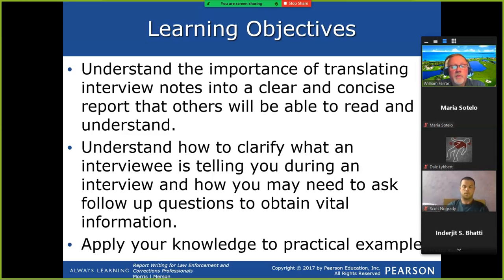They typically print everything. And we want to understand how to clarify what an interviewee is telling you during an interview. Don't just take everything for granted based on what they say, because a lot of times you may need some follow-up questions. And so there are some strategies that you can implement in order to make sure that you're getting the right story. You don't just want to have somebody tell you something once and then take it as gospel and go from there. You may want to wrap back around and clarify a few things.